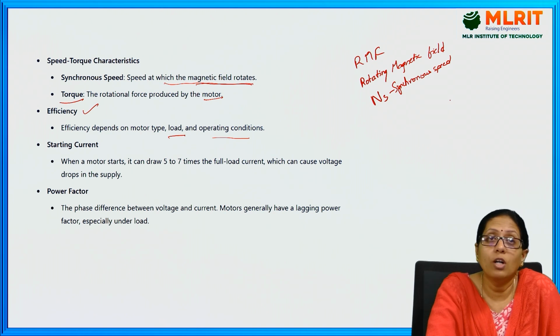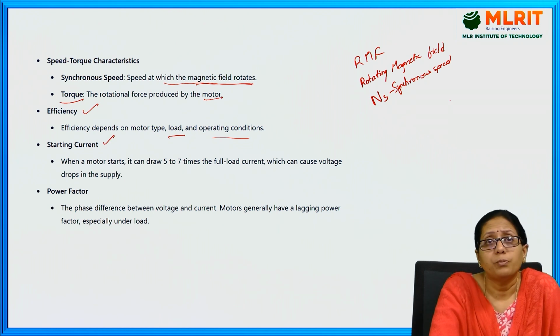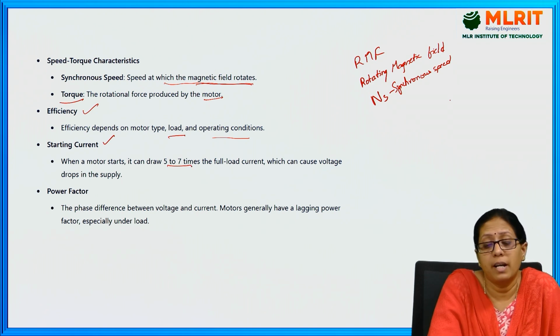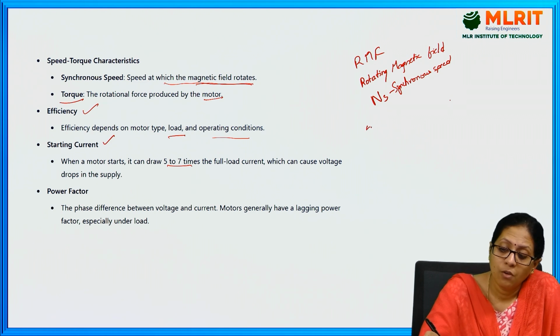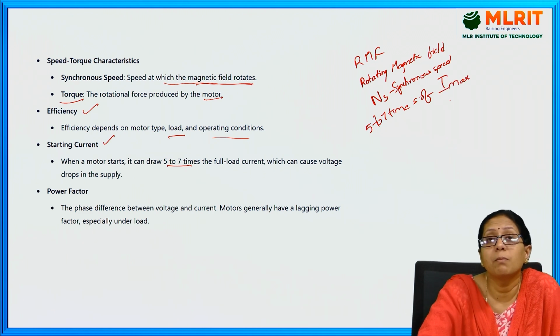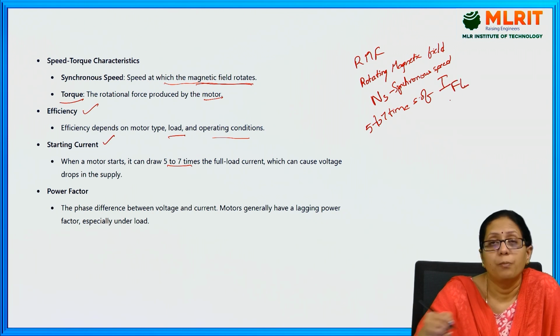So based on all these factors, the efficiency of a particular motor varies. Next one is starting current. When a motor starts, it can draw 5 to 7 times the full load current. Meaning, for starting a motor, it requires almost 5 to 7 times I maximum. I maximum is the maximum current, or you can take I full load.